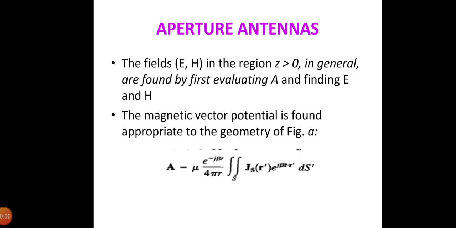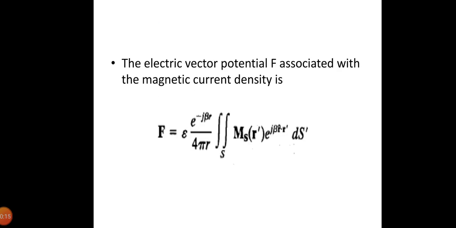The magnetic vector potential is found appropriate to the geometry of the equation, like A equals mu e^(-j beta r) by 4 pi r, double integral over S of Js(r') e^(j beta r' cos psi) dS'. And the electric vector potential F associated with the magnetic current density can be written as F equals epsilon e^(-j beta r) by 4 pi r, double integral over S of Ms(r') e^(j beta r' cos psi) dS'.